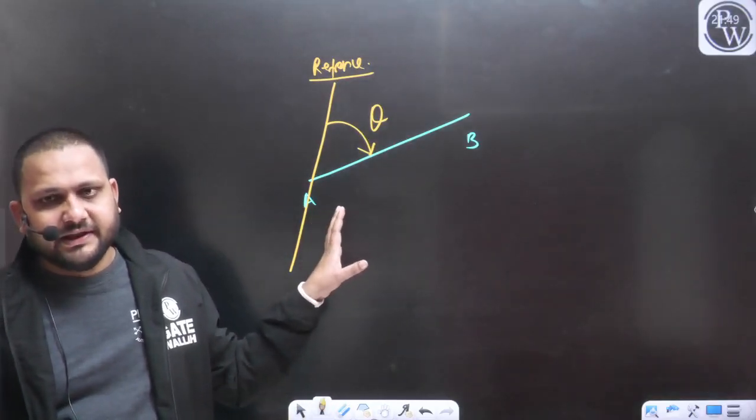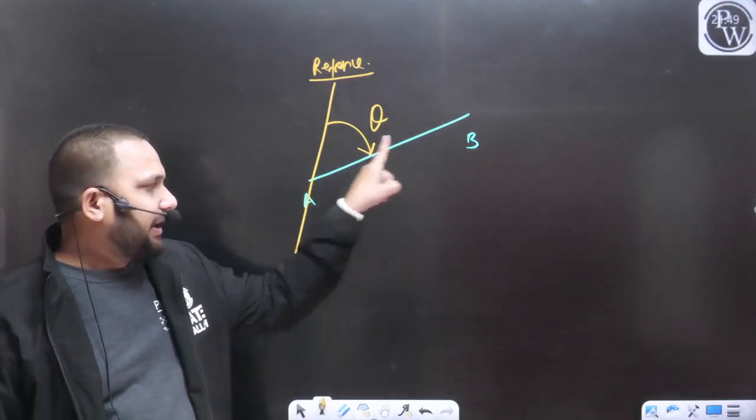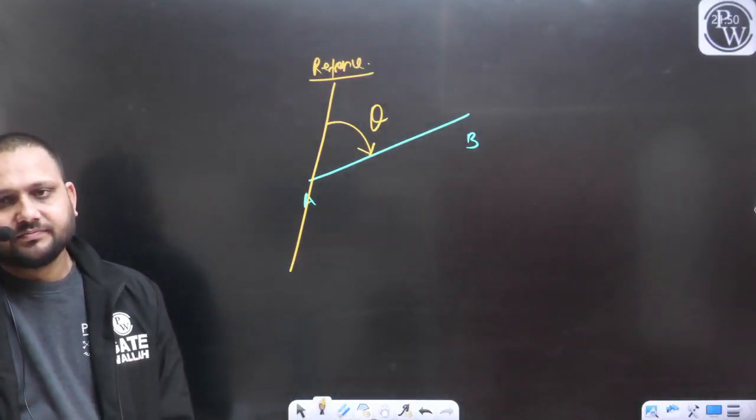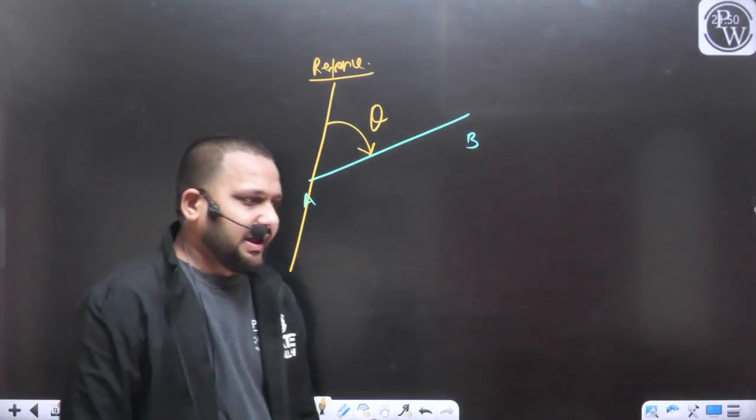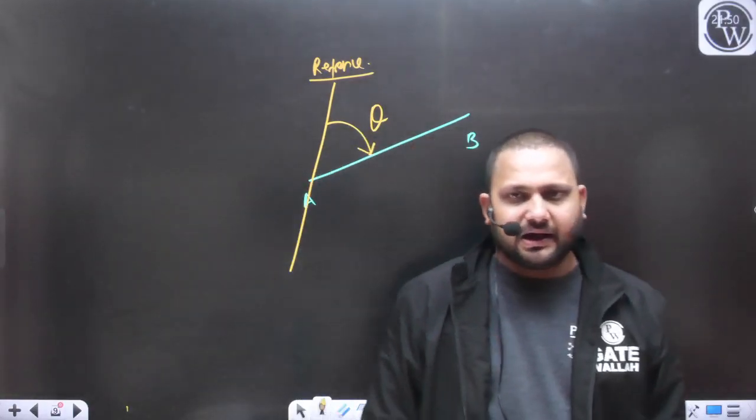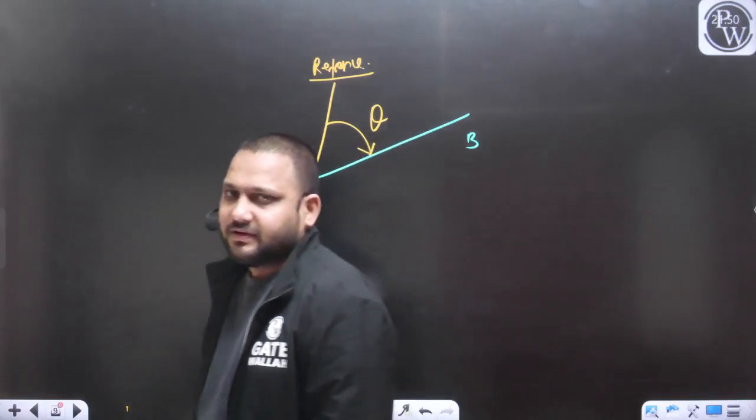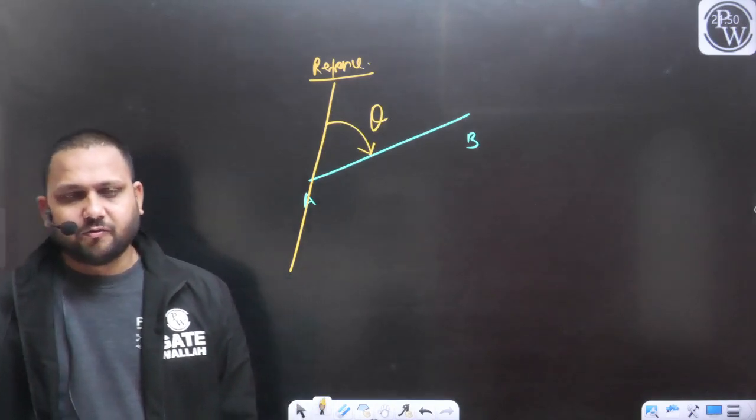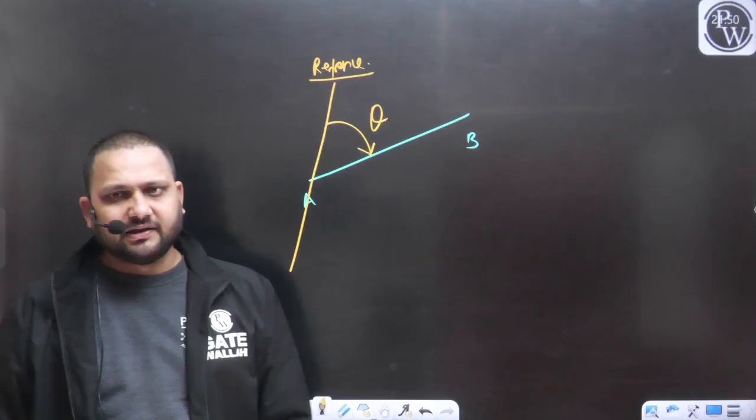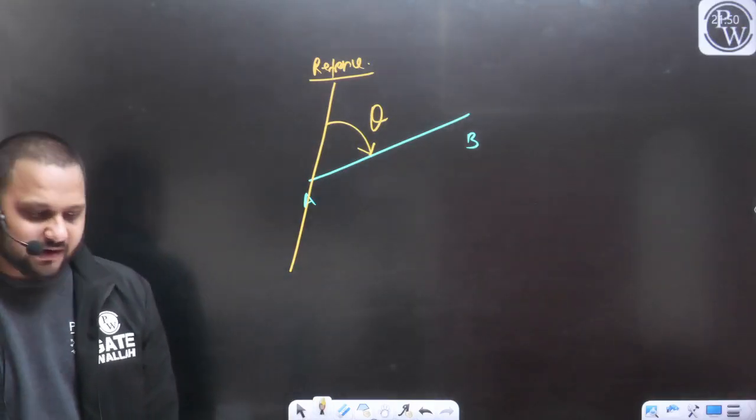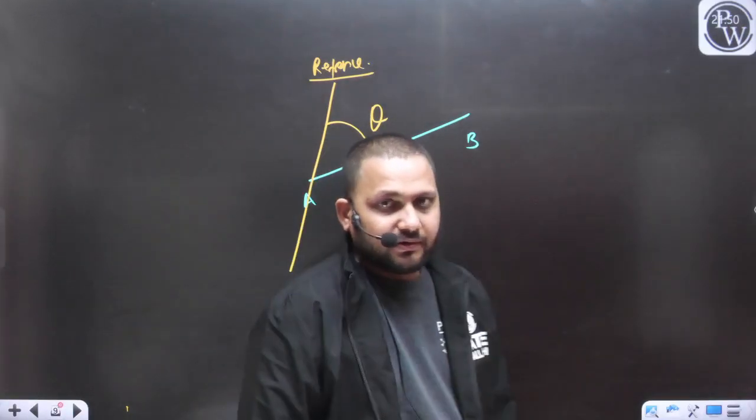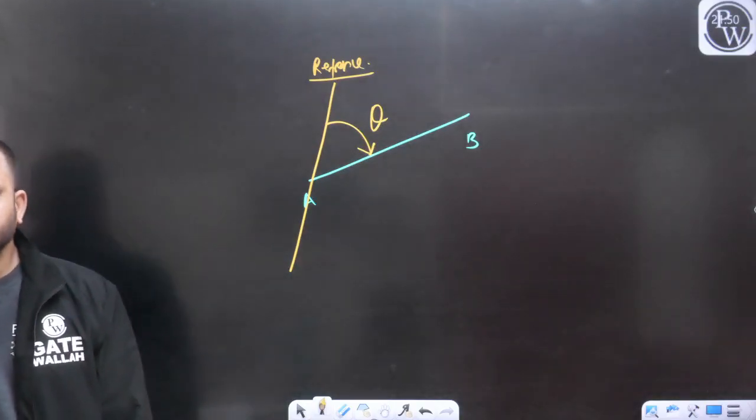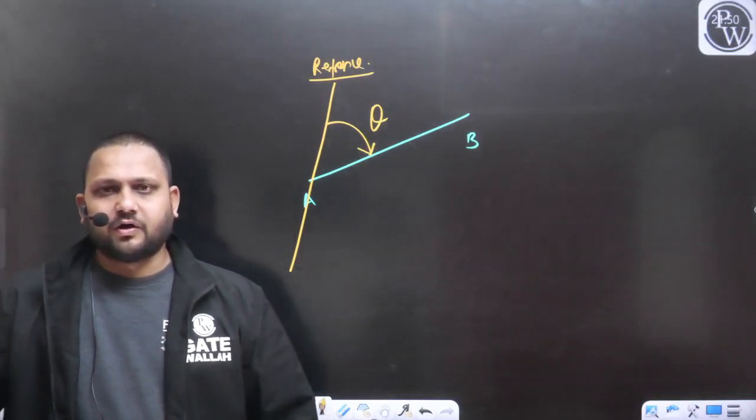Pooja, make it clear. The reference line and the line AB, both lines are lying on the same plane. Then only we can say this theta is going to be the horizontal angle. So from the reference we have measured simply this angle theta, and this theta will be considered as the horizontal angle, yes or no?